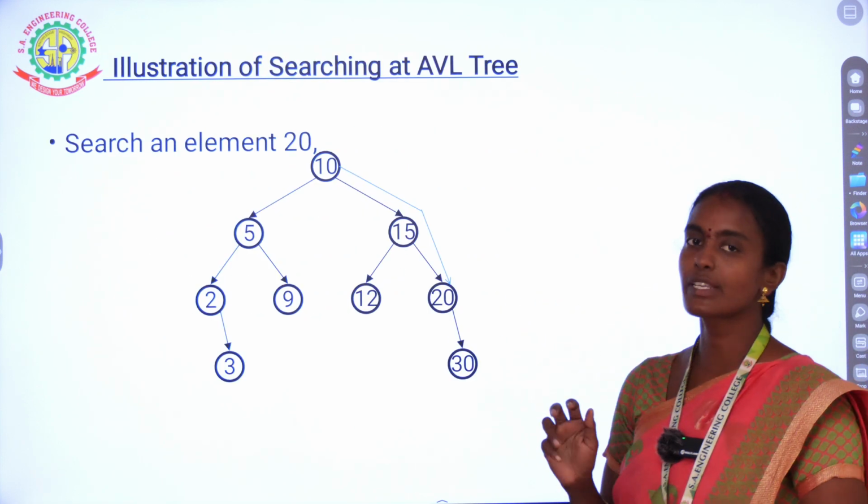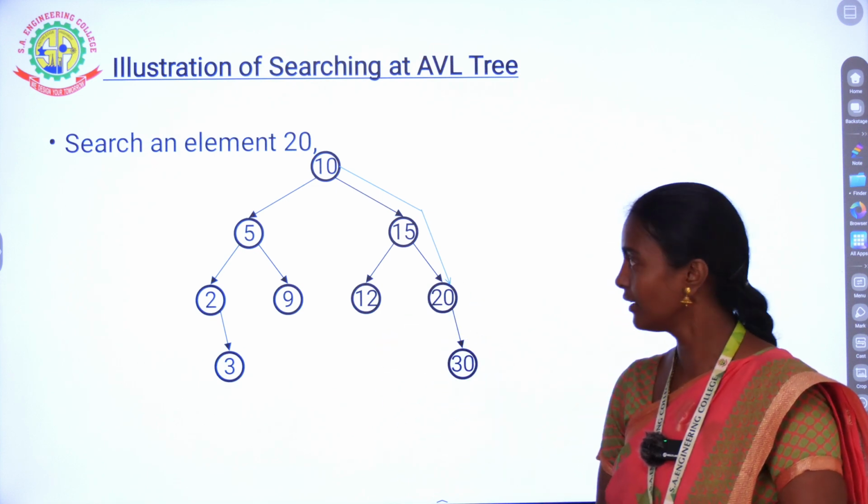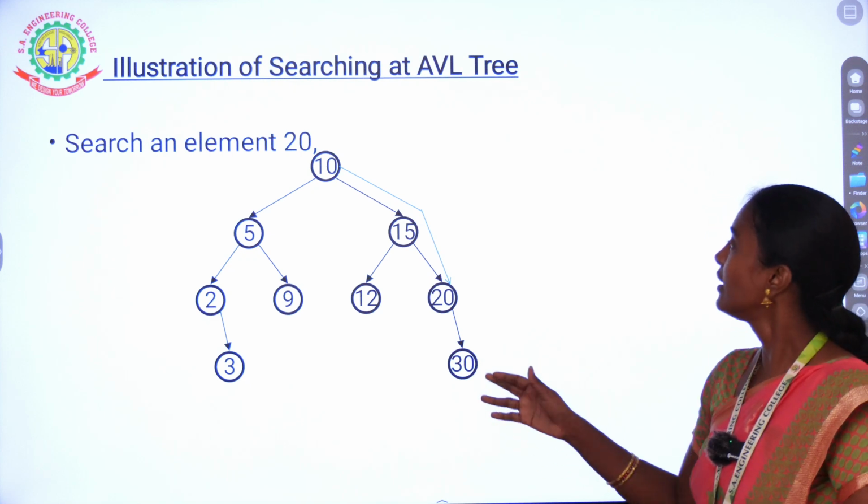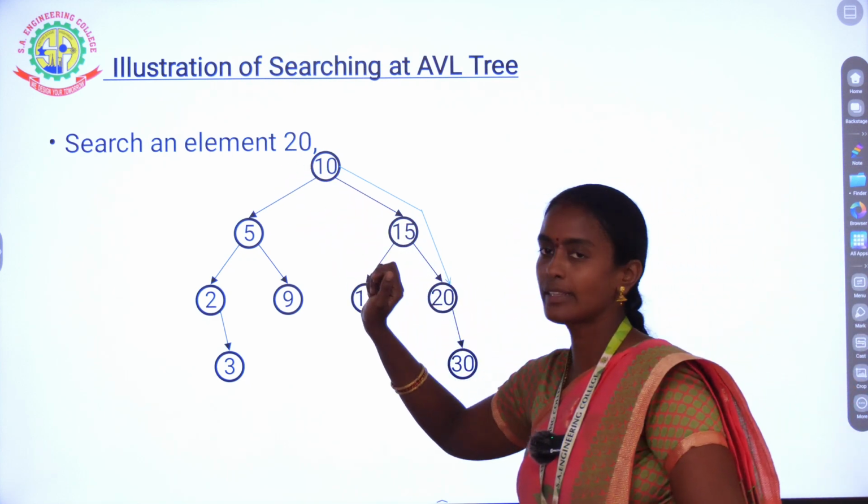For example, we have to search for the element 20 in the provided tree. Here the root node is 10. We have to check with the root node whether 20 is greater than or less than the root node.